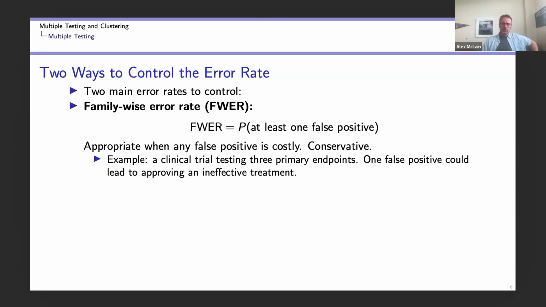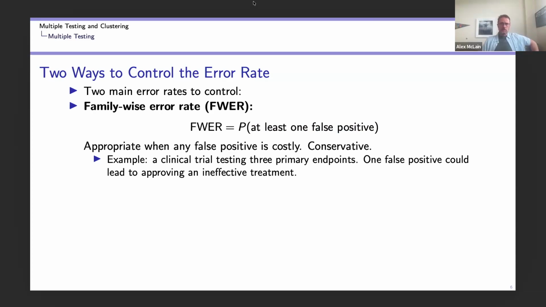Okay, the family-wise error rate. This is the probability of at least one false positive. When we control the family-wise error rate, we control the chances of getting at least one false positive.